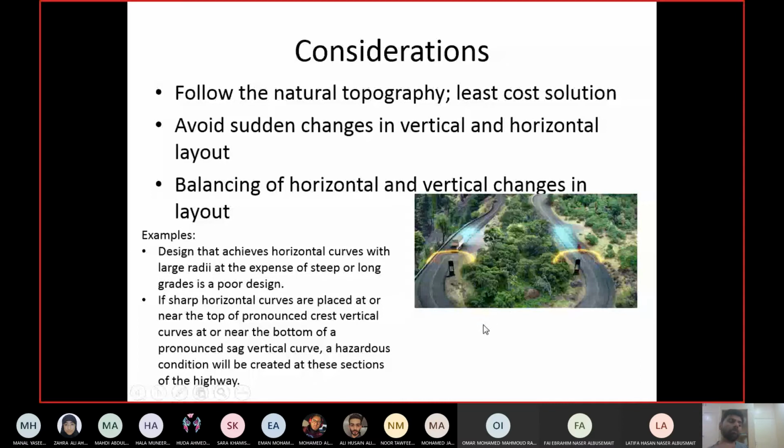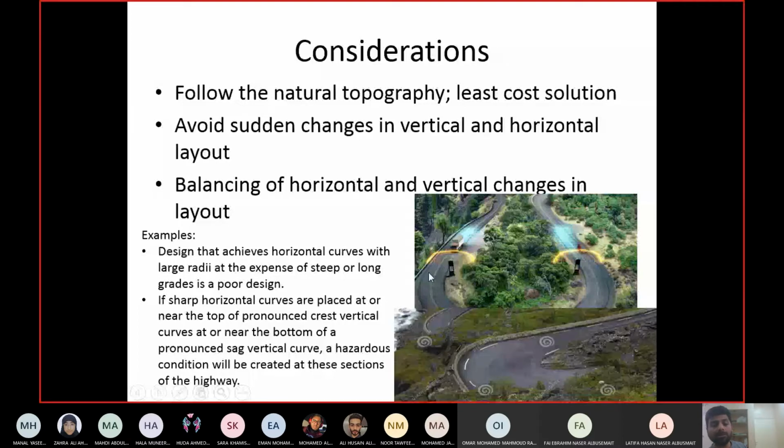So try to avoid providing horizontal and vertical curves very near to each other, especially if one of them is very sharp. So for example, you have a sharp horizontal curve, which you can see here, and at that point you have a vertical curve as well. This is another image to show you the same thing. So try to avoid combining both of them. This is imbalance. Dealing with one thing, making one type of curve very large while you are neglecting the other dimension of the alignment. This is again imbalance. So you have to avoid these things. So these are some guidelines.